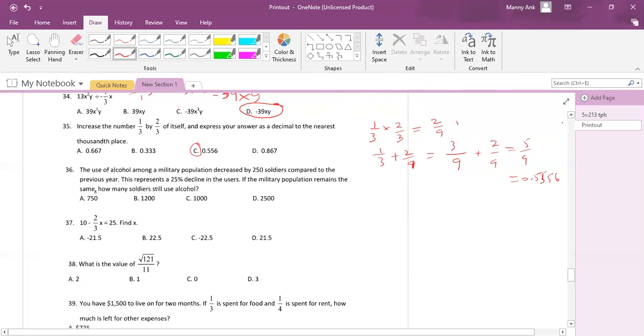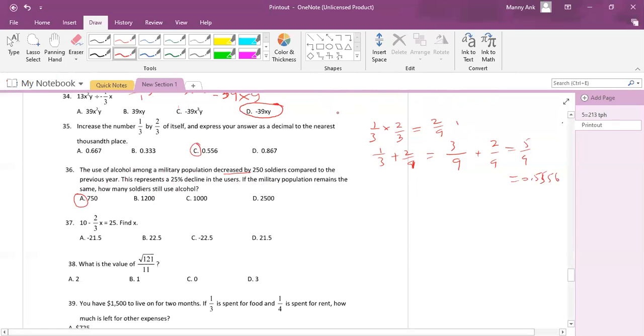Then 36. The use of alcohol among the military population decreased by 250 soldiers compared to the previous year. This represents a 25% decline in the users. If the military population remains the same, how many soldiers still use alcohol? So the answer is 750, okay.